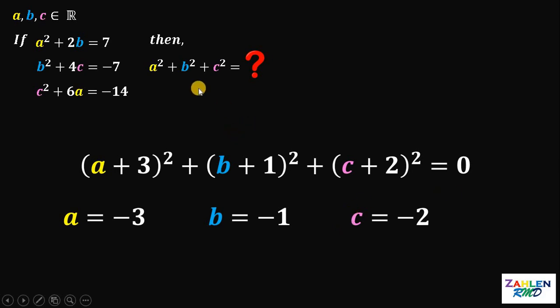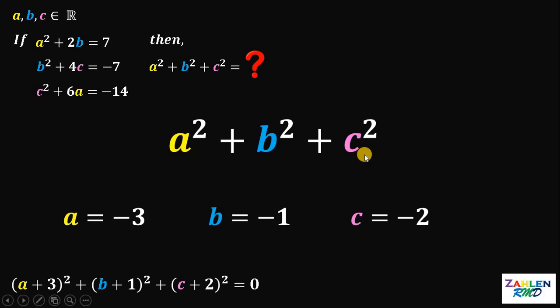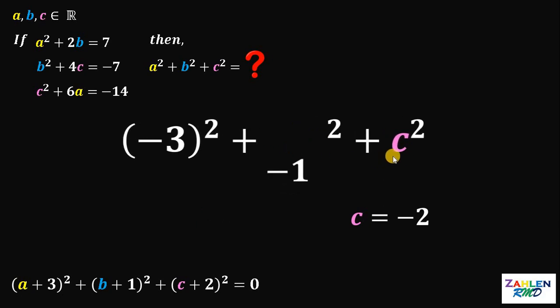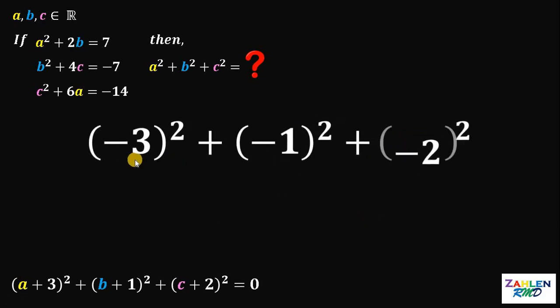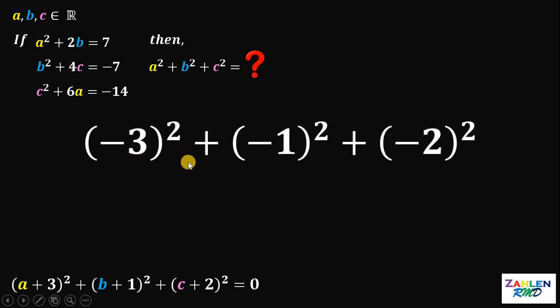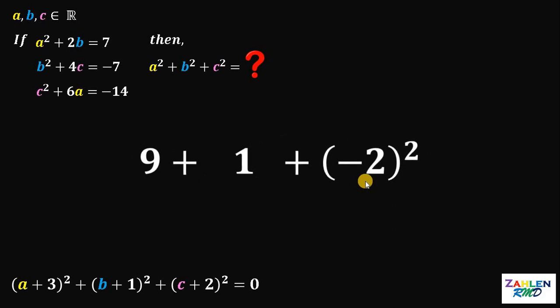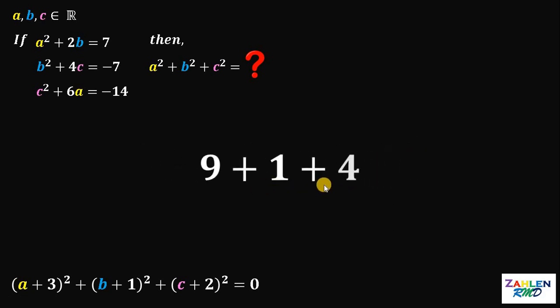Therefore, we are now ready to find the value of this expression a squared plus b squared plus c squared. We know the value of a must be negative 3, b must be negative 1, and this c must be negative 2. So we have negative 3 squared will give us 9. Negative 1 squared is just 1. Negative 2 squared is just 4. So we have 9 plus 1 plus 4, or simply 14.